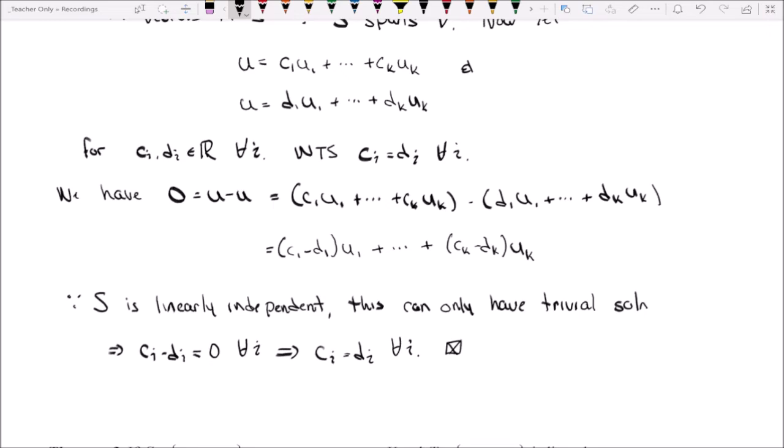There actually is only one way in which you can write any given vector in the vector space as a linear combination of the vectors in a basis.